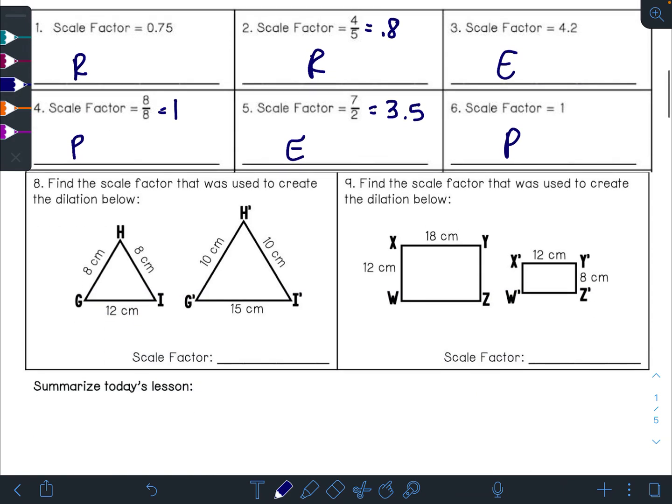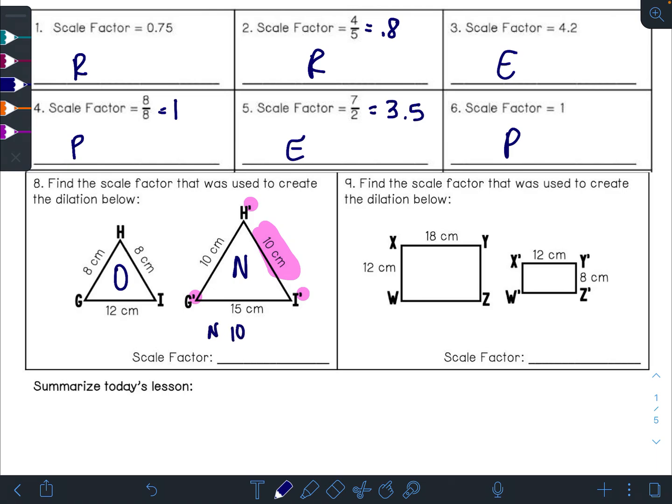So to find your scale factor, again, you do new over original, or your image over your pre-image. So this is my new image. I know that because of that little prime mark right there on each one of those. This is my original one. So I'm going to pick one side. So I'm going to pick this 10.